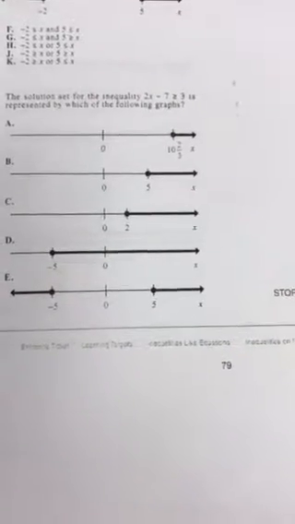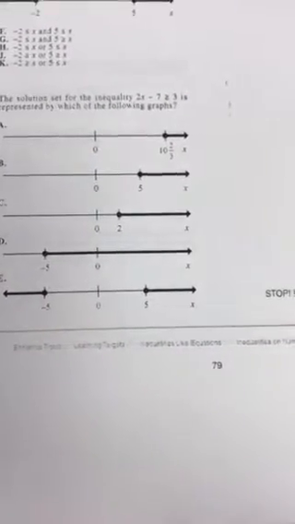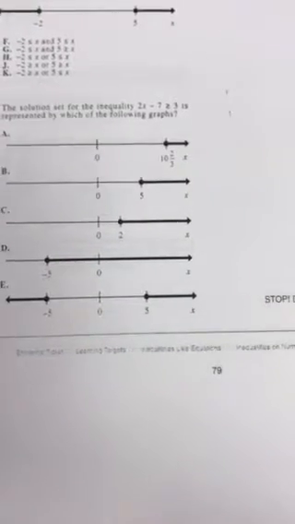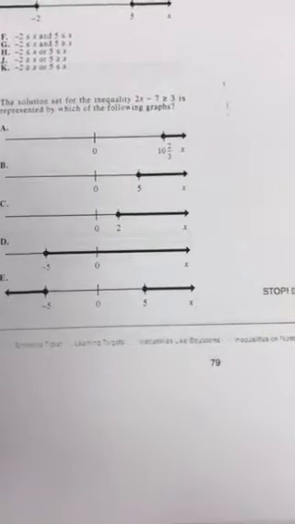All right, same way down here. You're going to solve, add 7, then divide by 2. X is greater than or equal to 5. Once we add 7 to the 3, that's going to be 10, then divide by 2.